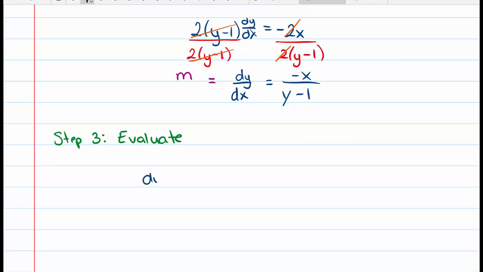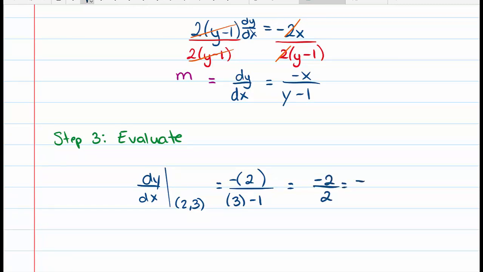So we're going to take dy/dx at the point (2, 3). I'm going to plug 2 in for x, and I'm going to plug 3 in for y. And you get negative 2 over 2, which is negative 1. Again, this represents the slope at the point (2, 3). And that's all there really is to it for differentiating both sides when you have multiple letters.